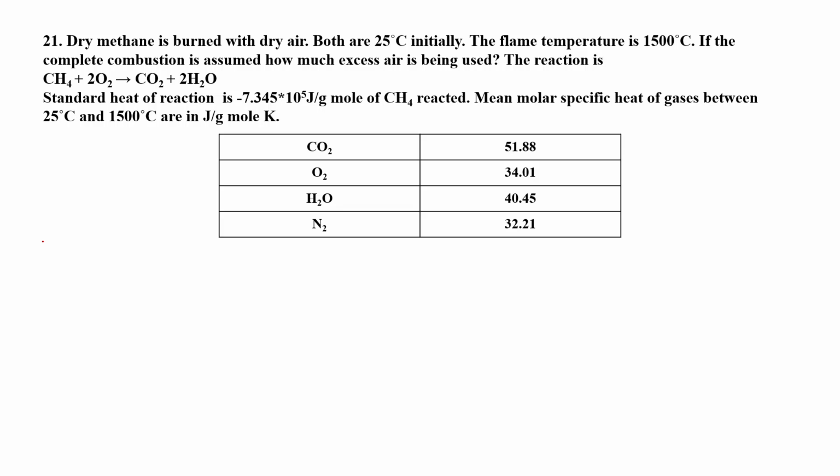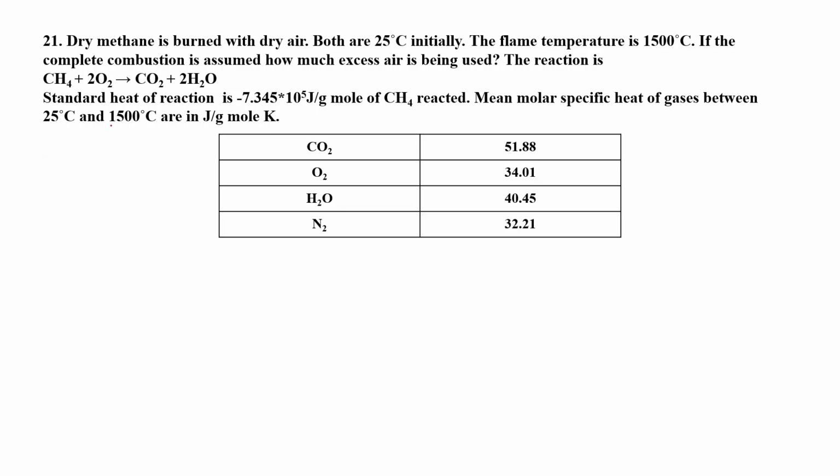Coming on to another numerical question, and the last one for the day. Dry methane is burned with dry air. Both are at 25 degrees C initially. The flame temperature is 1500 degrees C. If complete combustion is assumed, how much excess air is being used?